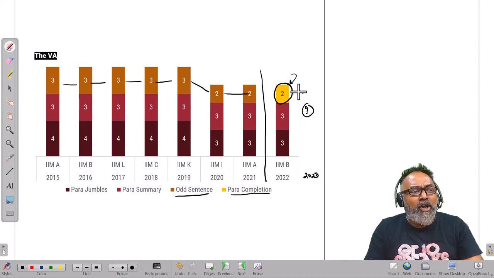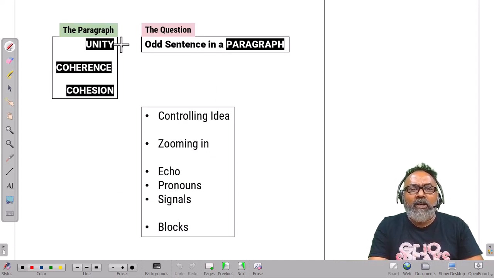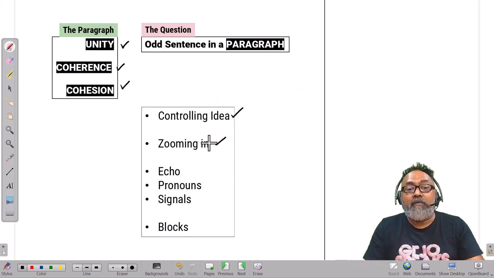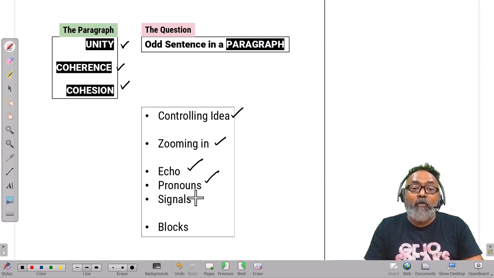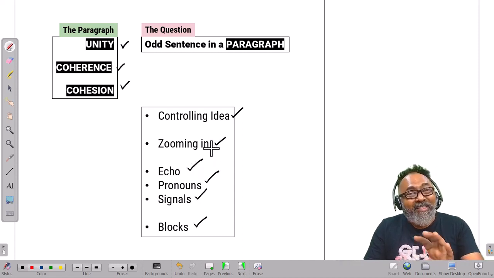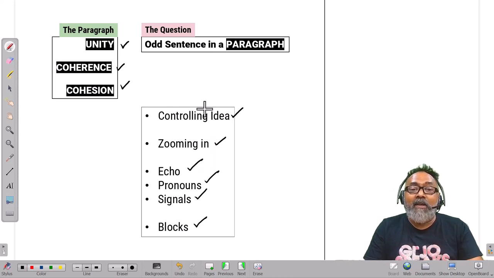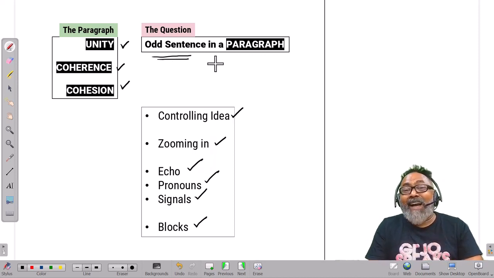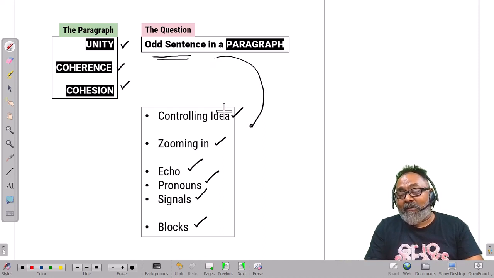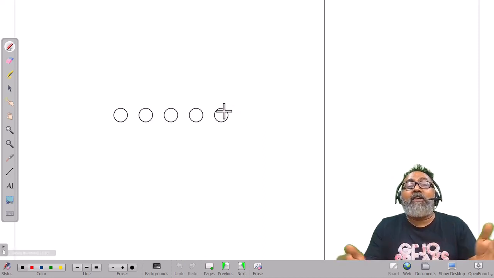But essentially, all this will be based on our same principle of a particular paragraph, right? That's about unity, coherence, and cohesion. That there is a controlling idea in a paragraph. The paragraph typically zooms in. We can find echo, we can find pronoun, we can find signal, there would be blocks. And whatever be the type of question, we should be able to handle it based on this idea that we have about paragraph. And in odd sentence specifically, kind of everything plays a role. Everything. What happens here? 5 sentences are given.